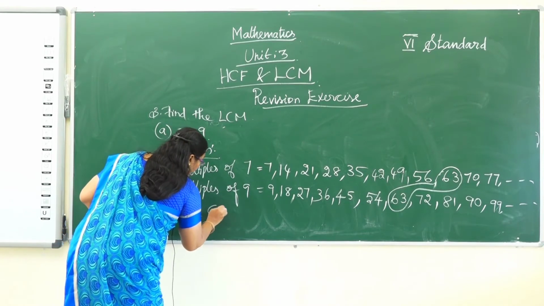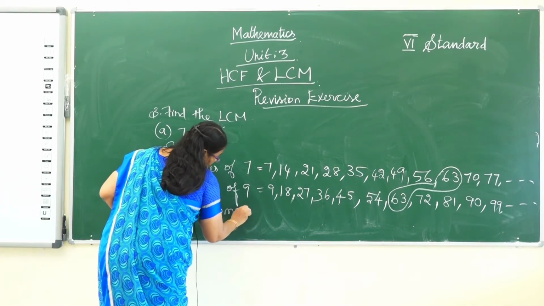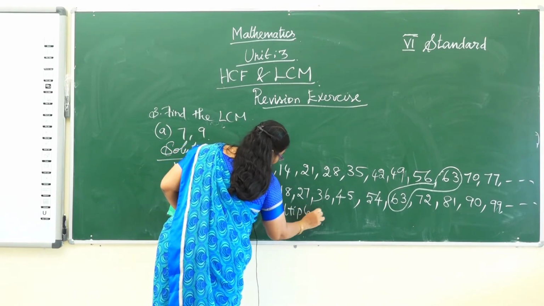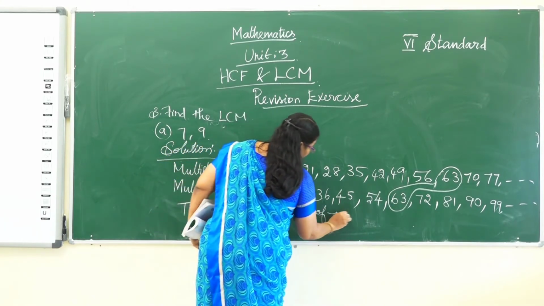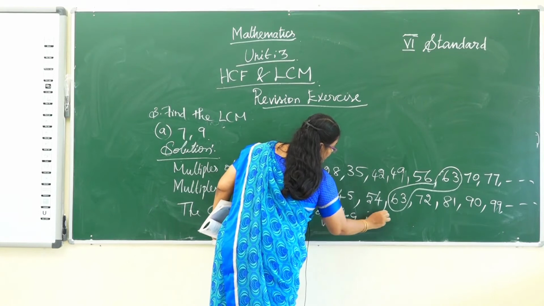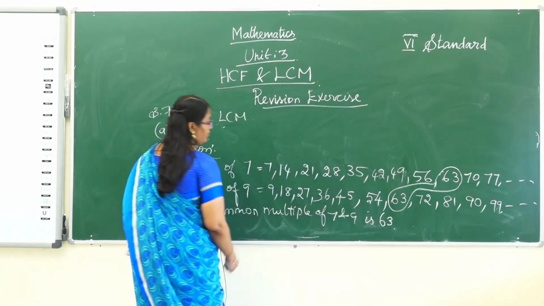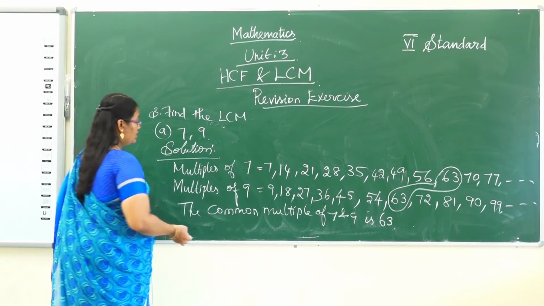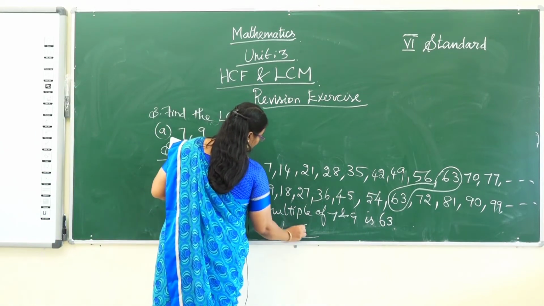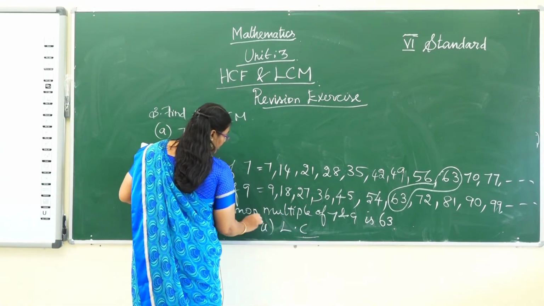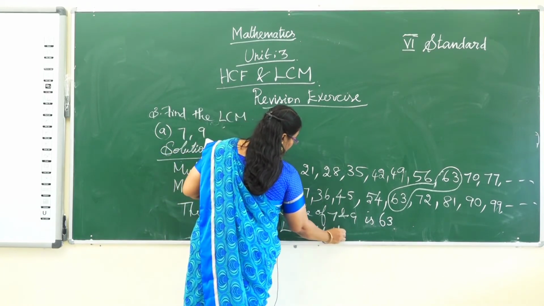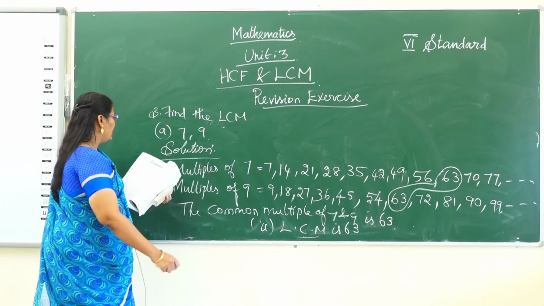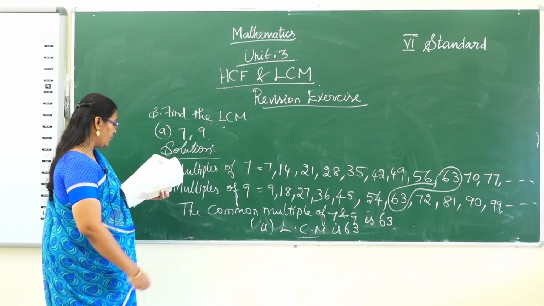The common multiple of 7 and 9 is 63. Okay, that's all. So only one, so least common multiple, that is LCM is 63. LCM also 63. And now see the B problem.